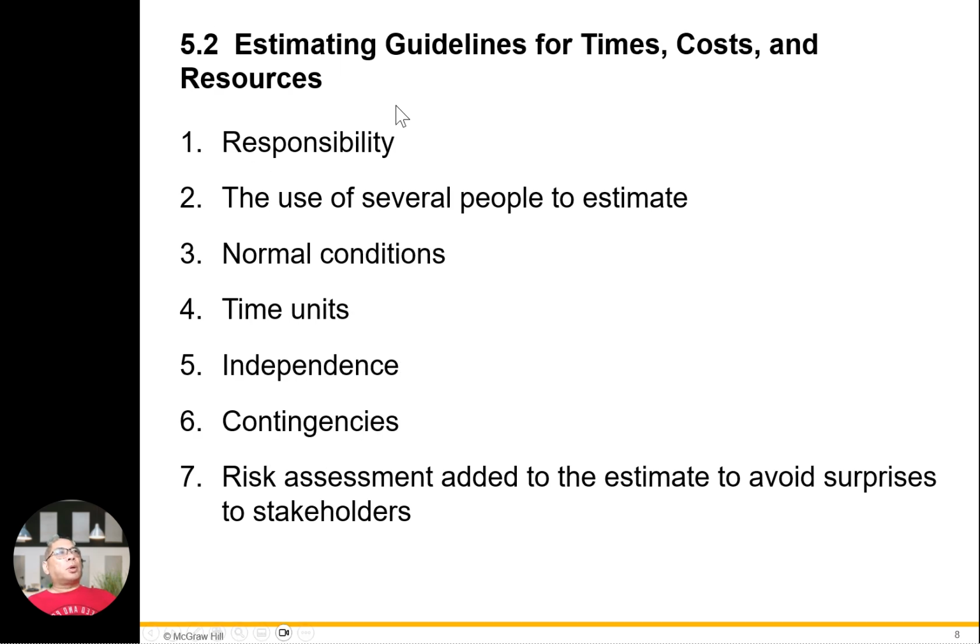Number 2, estimating guidelines for time, cost, and resources. Number 1, the responsibility. Number 2, the use of several people to estimate. Number 3, normal conditions. Number 4, time units. Number 5, independence. Number 6, contingency. Number 7 is risk assessment.